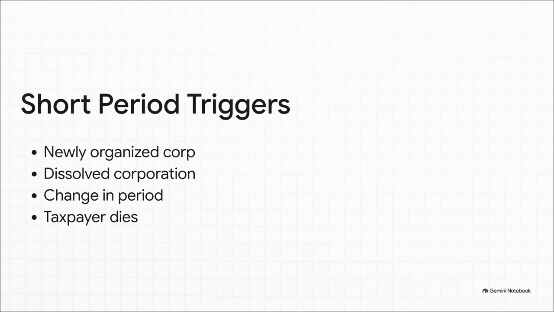Now, sometimes a standard 12-month tax year gets abruptly cut short. You need to memorize these 4 specific triggers that force a short accounting period: a newly organized corporation, a dissolved corporation, a legally approved change in the accounting period, or when a taxpayer dies. Keep this active in your recall because examiners absolutely love testing the exceptions.